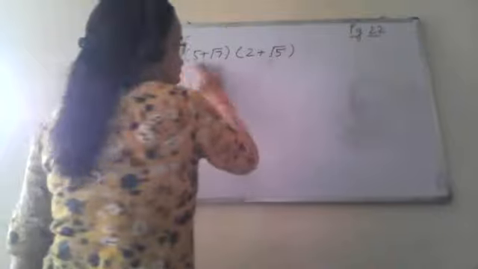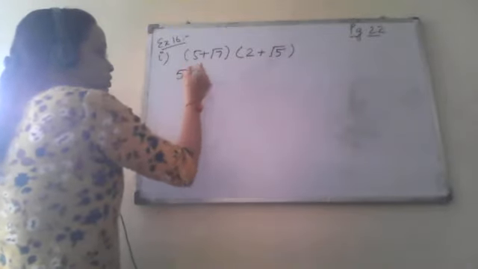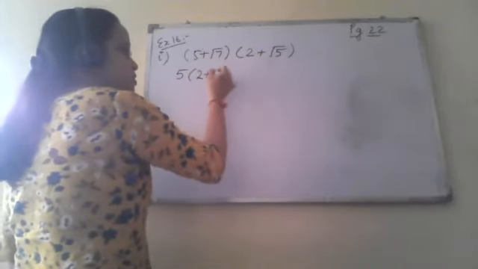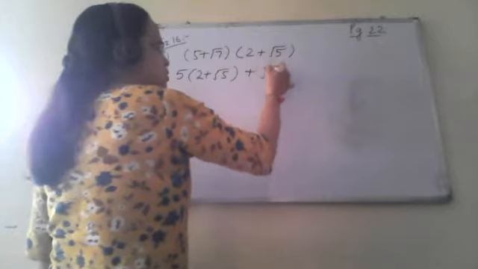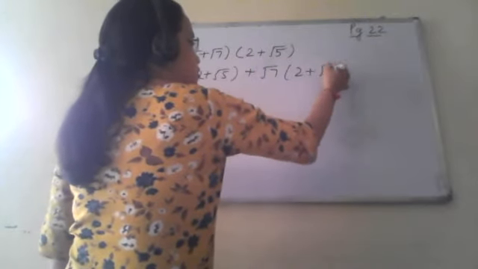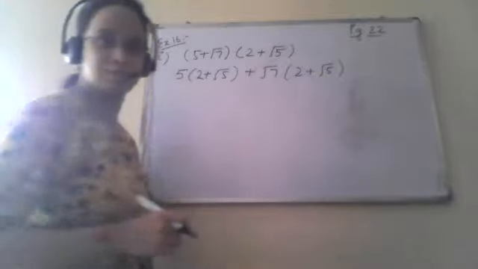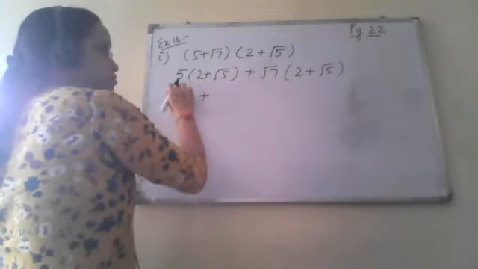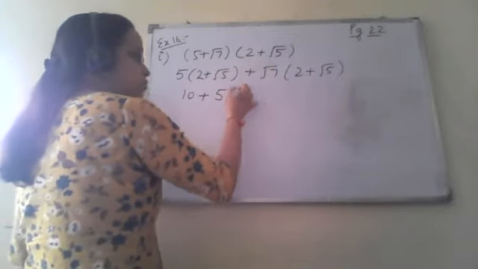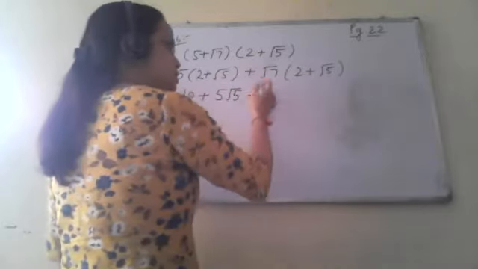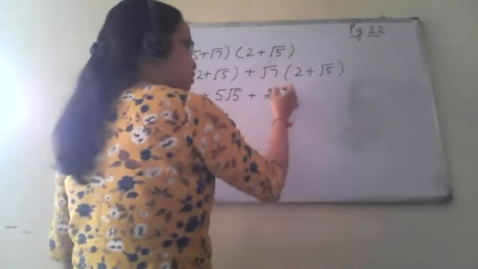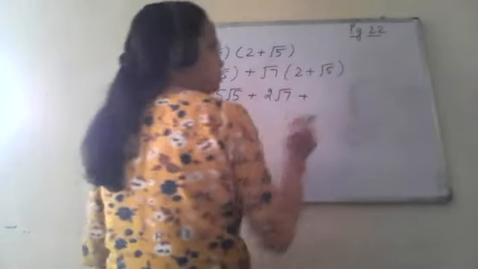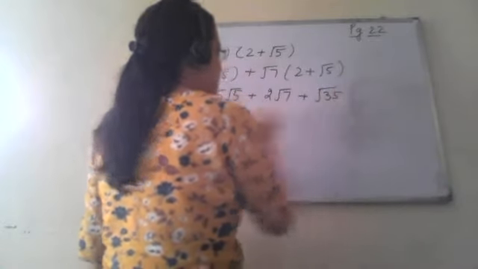Okay. So we just have to multiply. We will distribute this particular bracket over this. So it will be 5 into 2 plus root 5 plus root 7 into 2 plus root 5. It is one of the identities which I explained in the last video. So it will be 5 into 2, it is 10, plus 5 into root 5, it will be 5 root 5. Plus root 7 into 2, it will be 2 root 7. Root 7 into root 5 will be root 35. So this will be our answer.